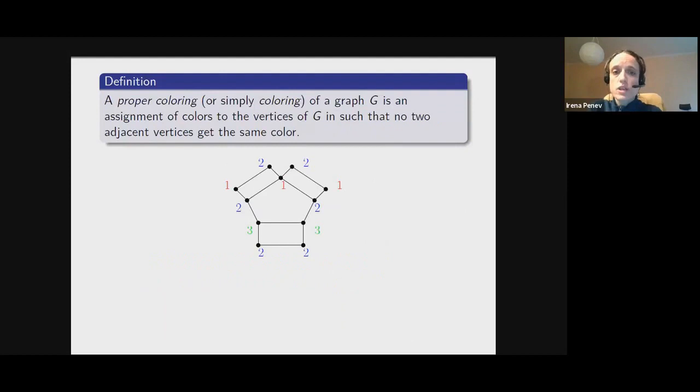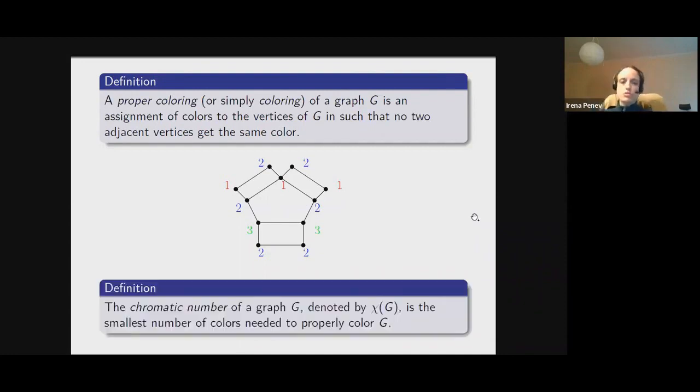And then I'll also be talking about coloring. So what's a coloring? Well, what you do is you take a graph and then you color its vertices. And what you want is that whenever you have two adjacent vertices, they get different colors. So this is an example of a coloring using 3 colors, this 1, 2, and 3, or red, blue, and green if you prefer.